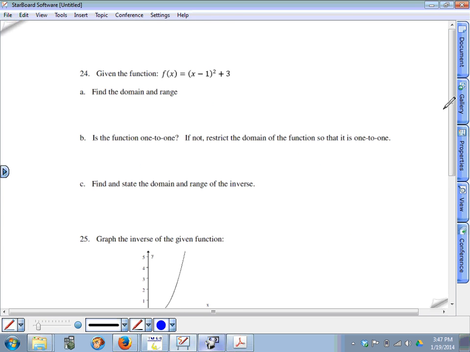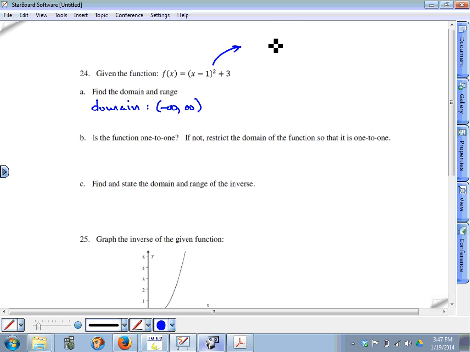Page 7. f of x is a quadratic function. And I mentioned this a couple times, but the domain of any quadratic function, whether it's facing up or down, the domain is negative infinity to positive infinity. Now the range, just by looking at the equation, might be a little bit tricky to find.